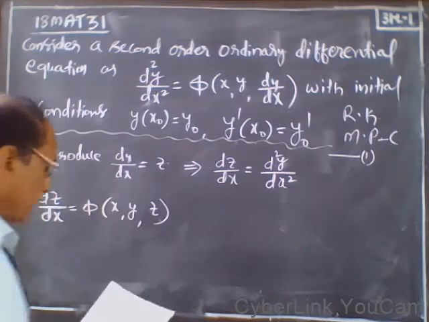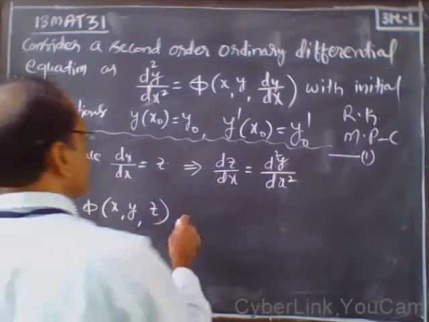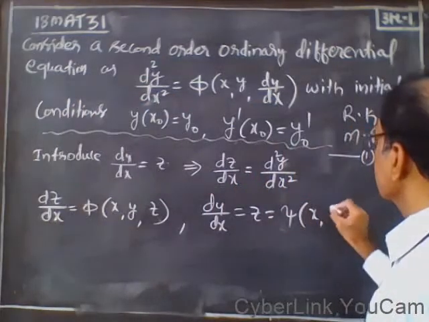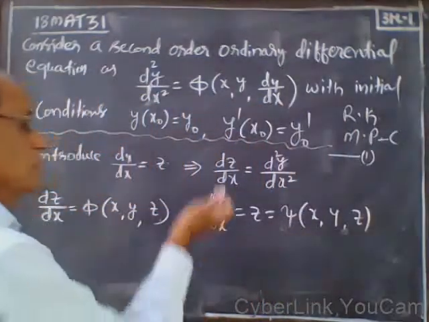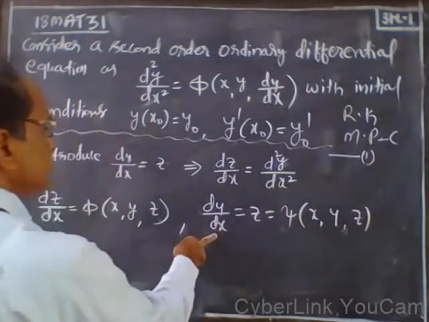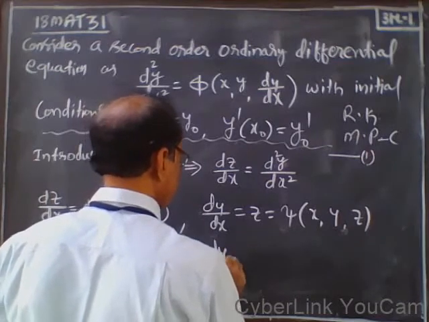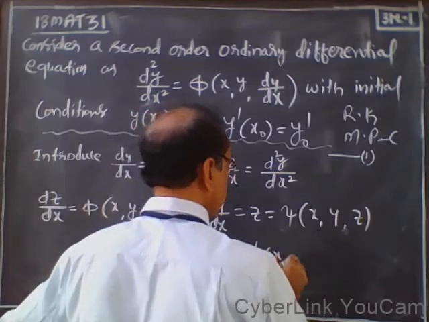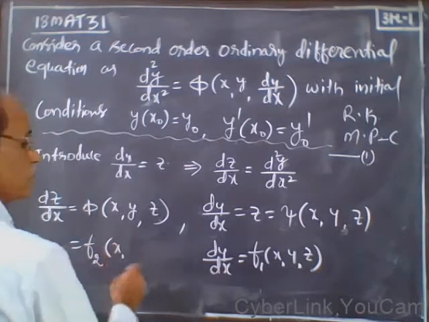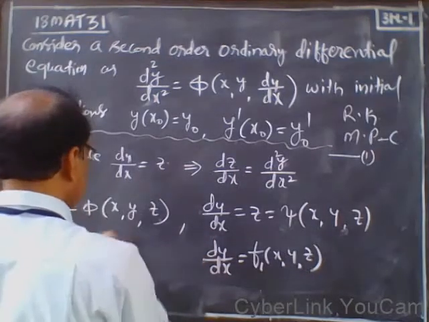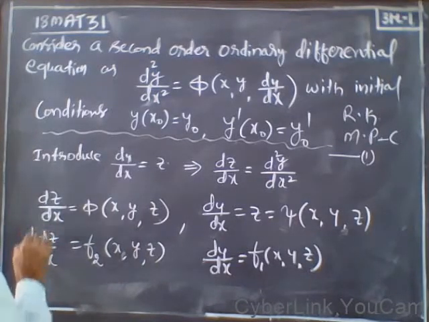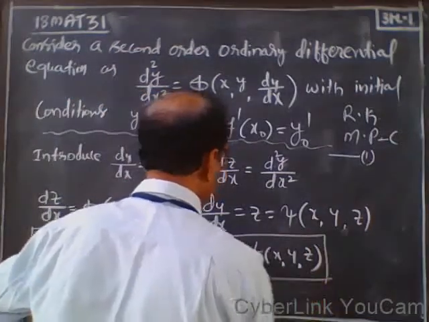Afterwards we take separately dy by dx is equal to z, which is some function of x comma y comma z. For convenience, we define dy by dx as f1 of x comma y comma z, and the other one as the second function, because this is the given one. So this is dz by dx, one equation, and dy by dx, another equation.